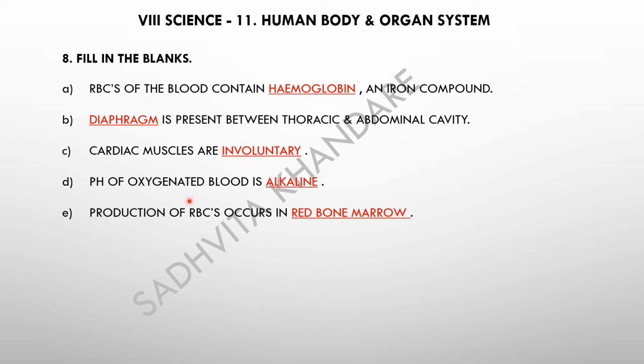pH of oxygenated blood is alkaline. Blood is slightly alkaline. Production of RBCs occurs in the red bone marrow. The blood is produced inside the bone marrow, children.